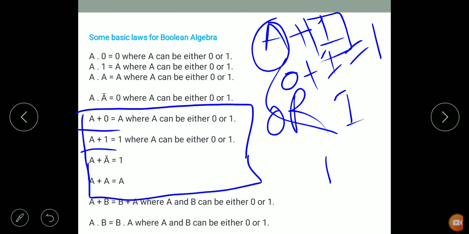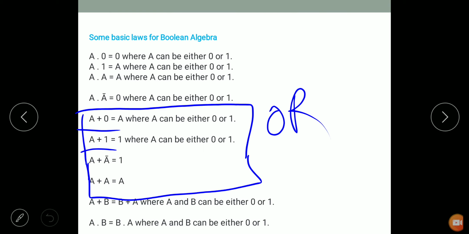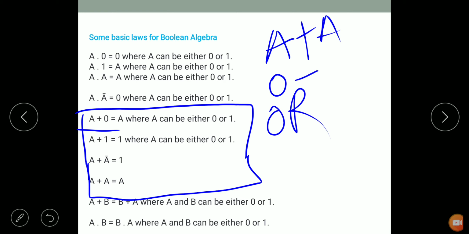Now we see the third combination, that is a plus a. This law states that if both variables of an OR operation have the same values, either 0 or 1, then the output will be equal to the input, that is 0 or 1 respectively. If a is equal to 0, and this a is equal to 1, then the answer will be 1.